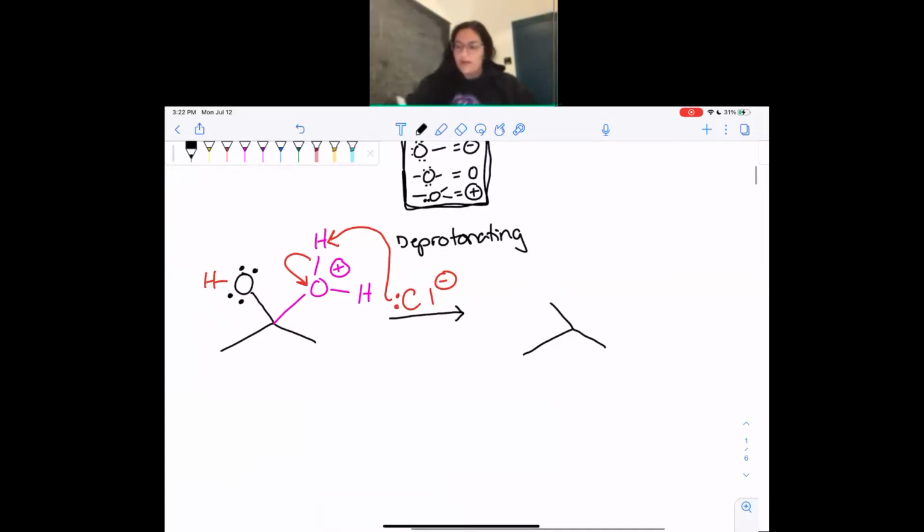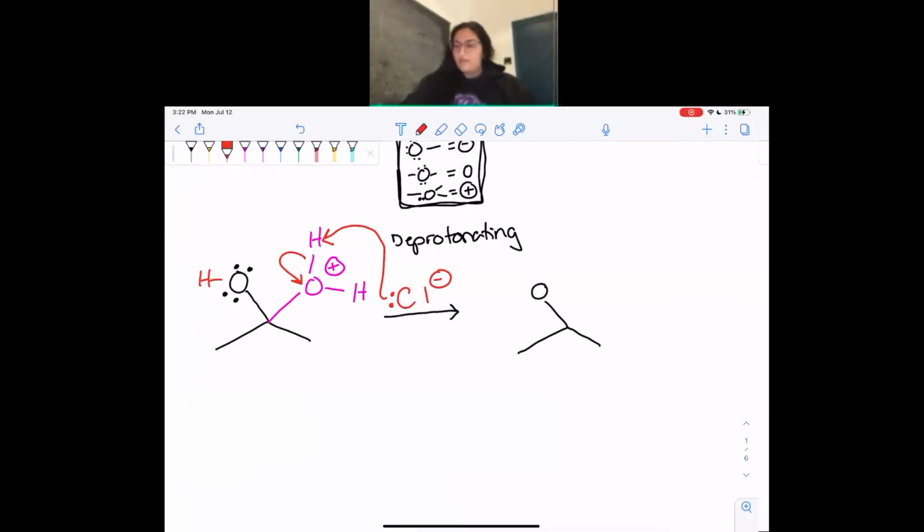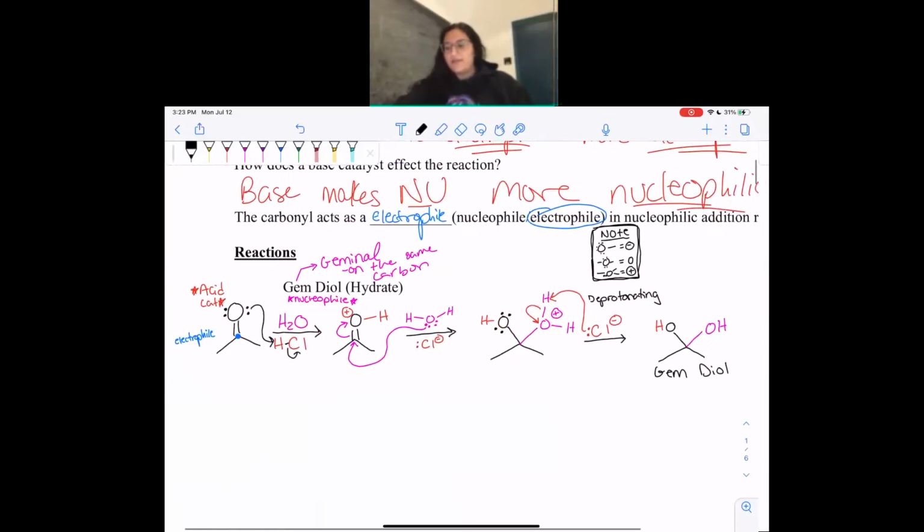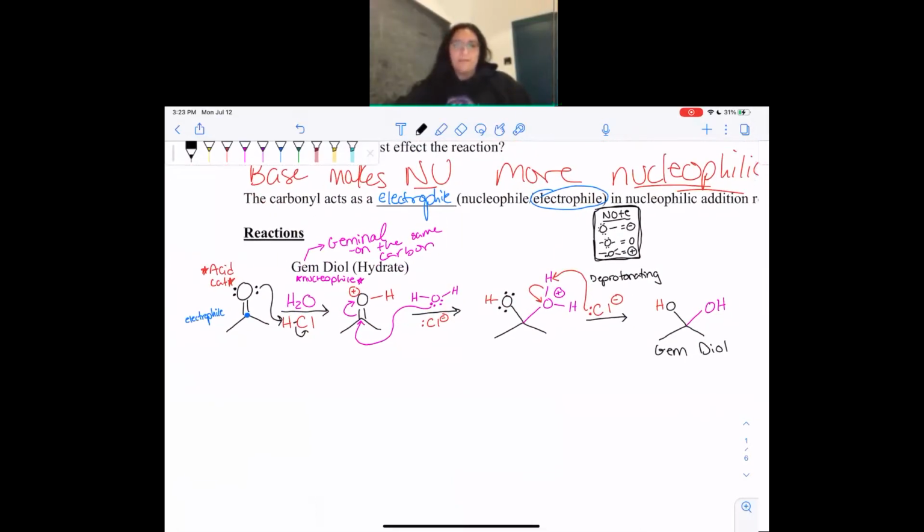So now we have an OH and we have an OH. Do we have any charges anywhere? Or are we happy? We are happy, I agree. So this is actually our gem diol. Ta-da! So let me zoom out just a tad so you can see it. So this is how this reaction looks when we have an acid. And someone said, so the reaction essentially keeps going until there's no charges. Pretty much.